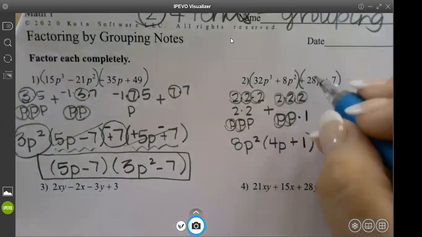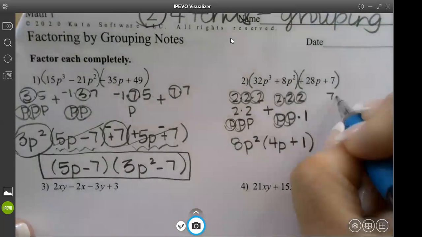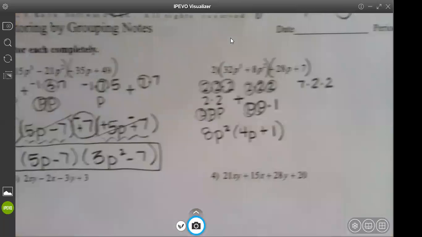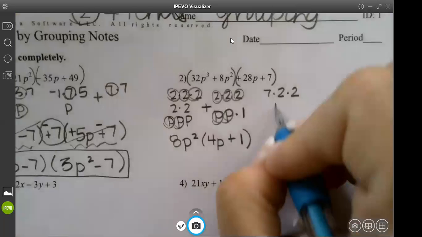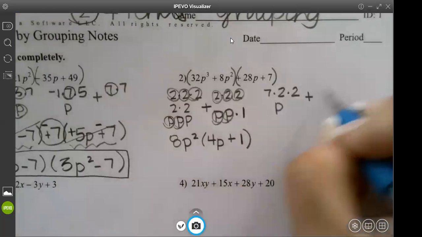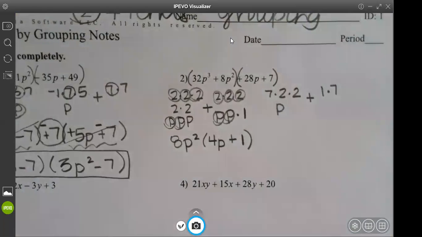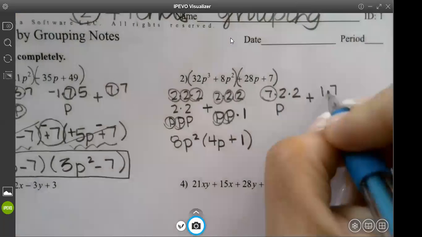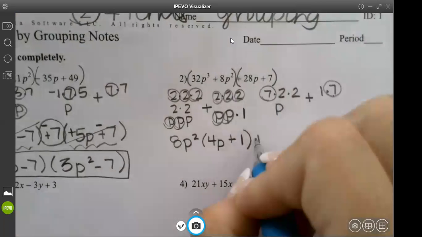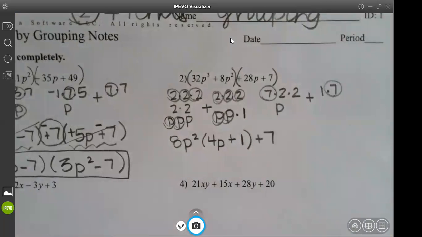Look at your other one. 28 is 7 times 4. 4 is 2 and 2, and a p. And 7 is 1 times 7. What do they have in common? And that was a positive 7, so we're going to put a plus 7.